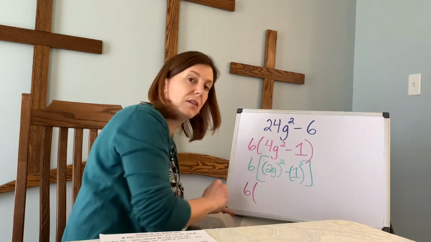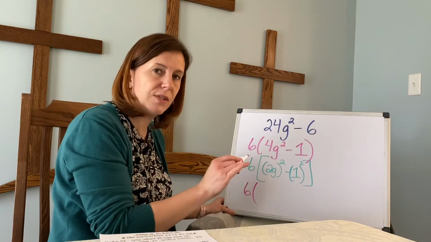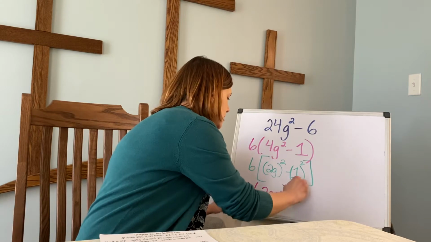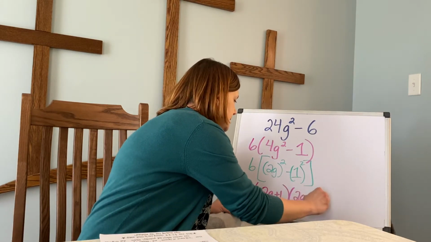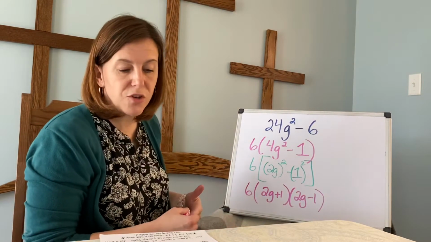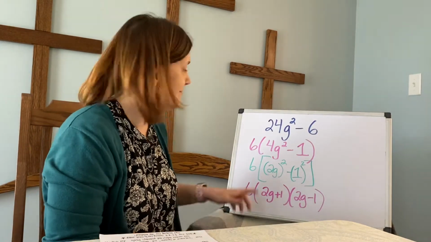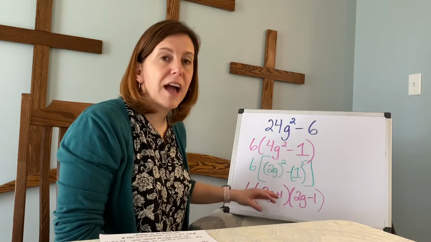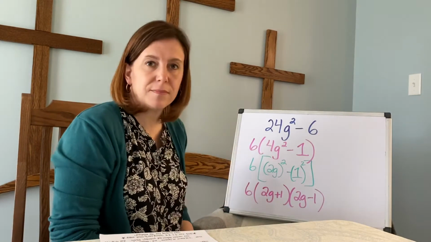It would have 6 out front. Don't ever lose that greatest common factor. But then my conjugates would come next. 2g plus 1, 2g minus 1. With my 6 out front. This is my simplified factored version of this problem.